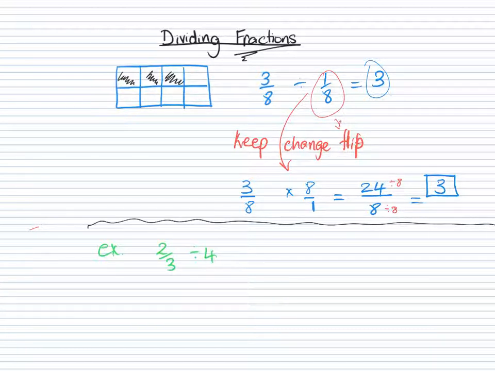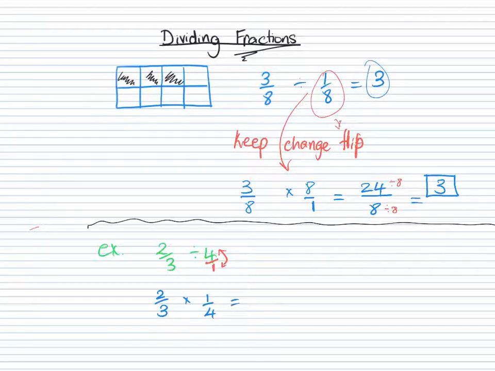Keep, change, and flip. So we are keeping the first fraction the same, so it's still 2/3. We're changing the division to a multiplication, always to a multiplication, not to some other random operation. And we're flipping the second. But how can we flip 4? Well, remember, 4 is not just 4. It's actually 4/1. Now we can flip it. And so we're multiplying by 1/4.